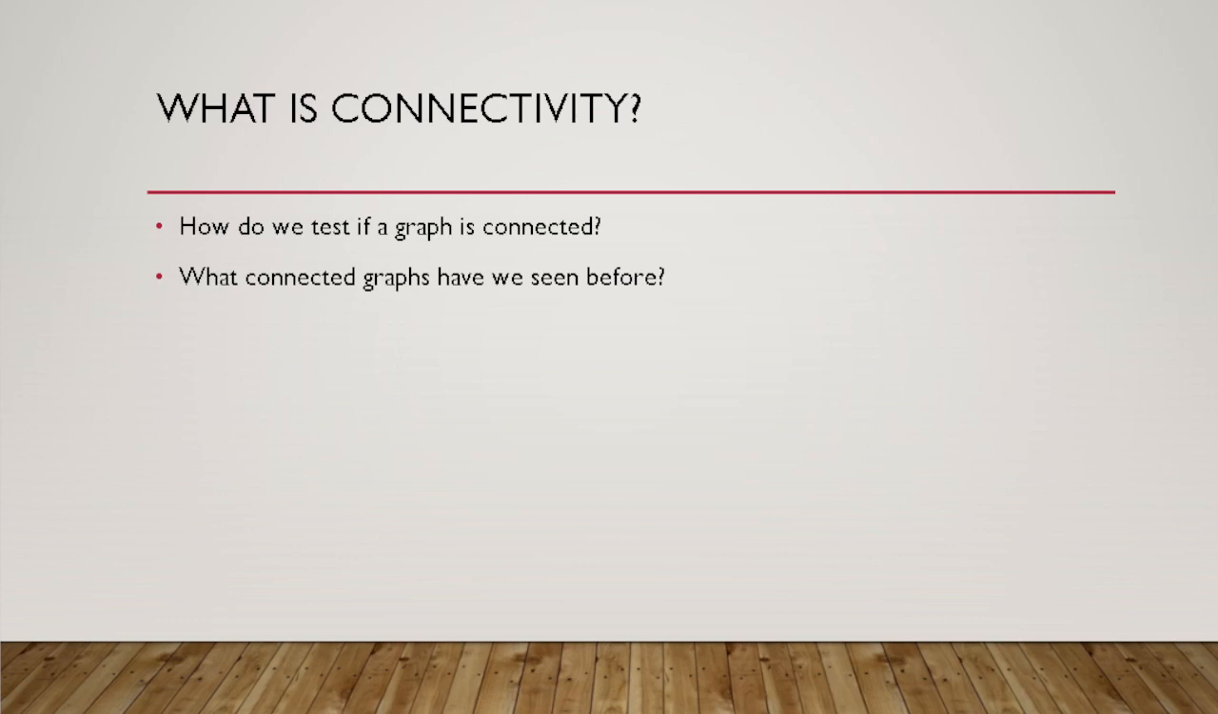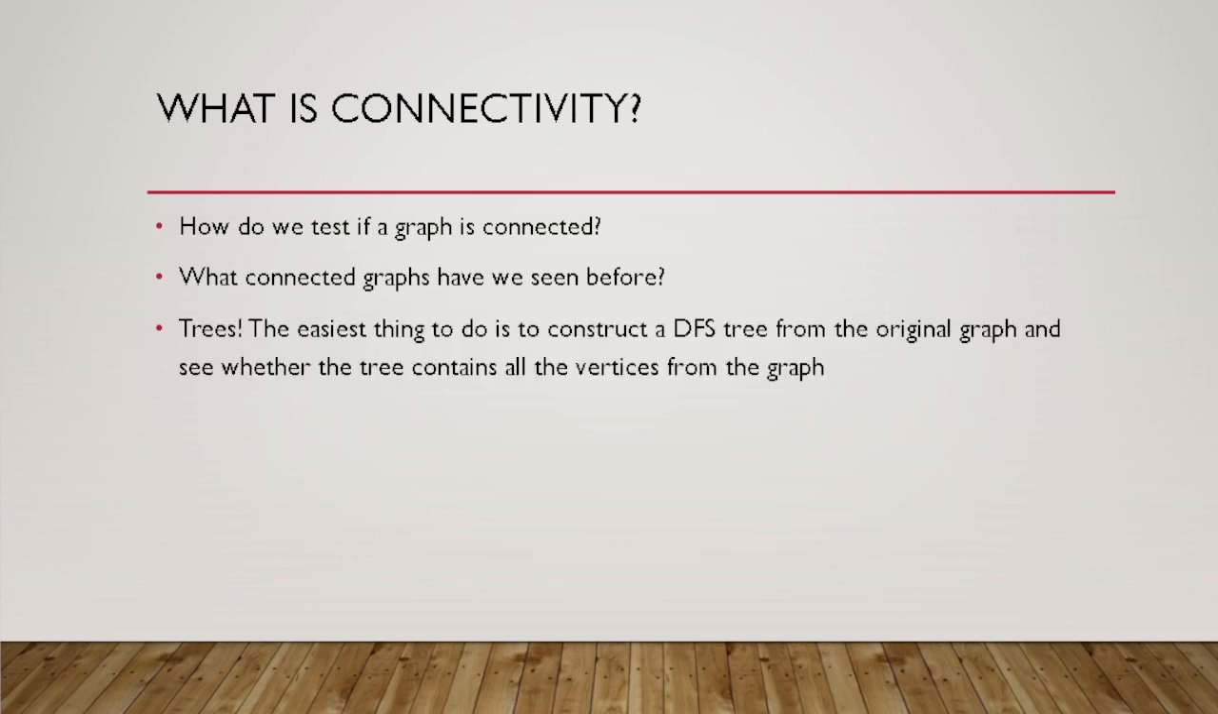So if we have a graph, we can tell if it's connected by constructing a depth-first search tree from the original graph, because that's going to attempt to construct a tree from the original graph. And if it manages to, then the graph must be connected, right? Because if this tree, which is a subgraph of the original graph, is connected, then the original graph must also be connected. As an example, let's say we've got this graph over here.